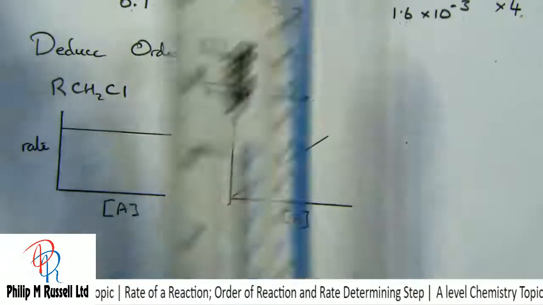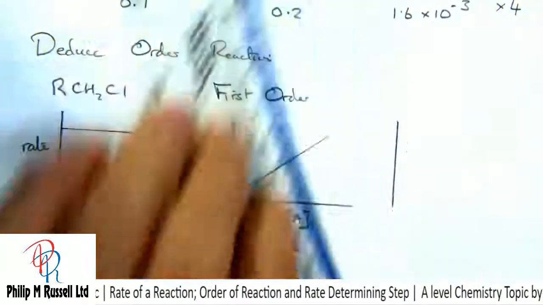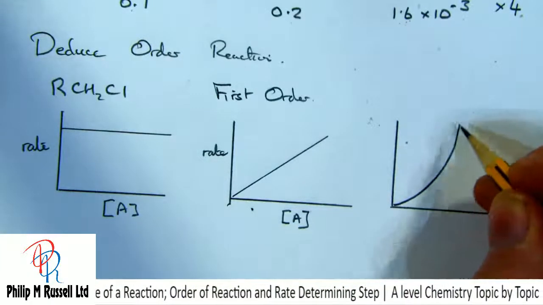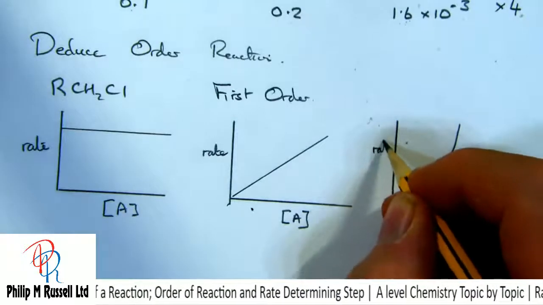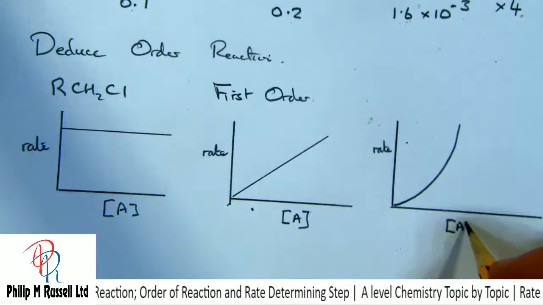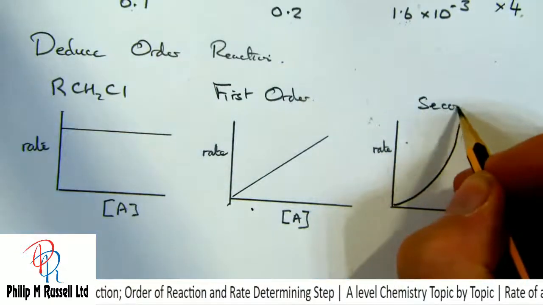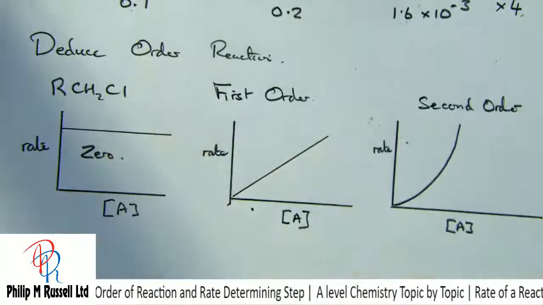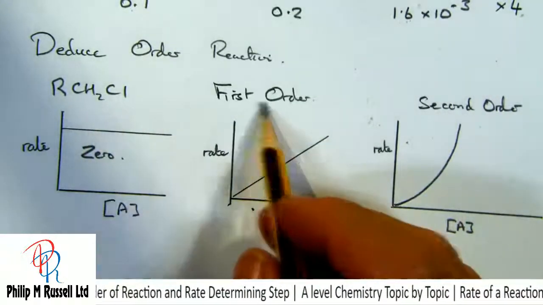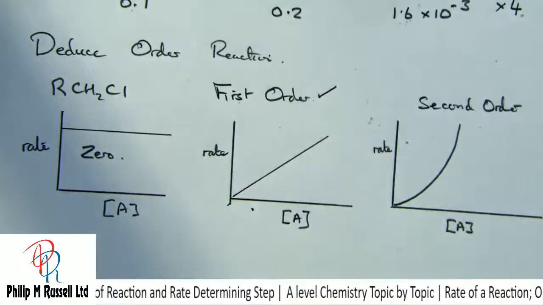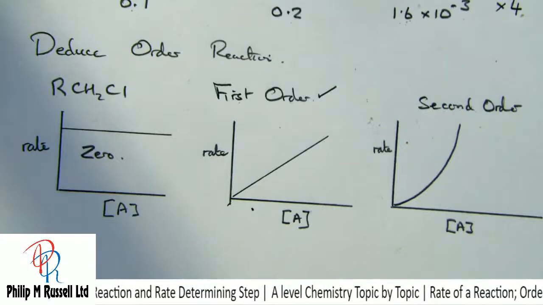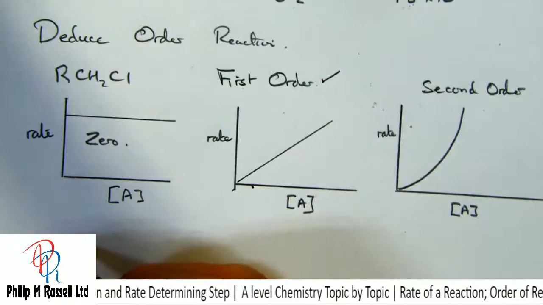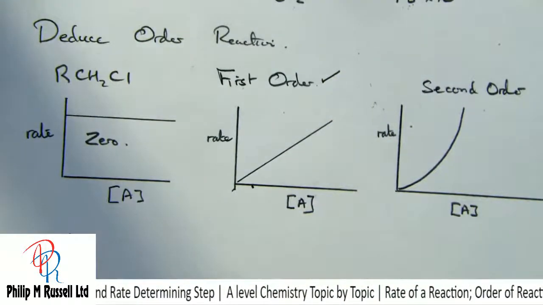Another option might have been that if we've got the same reaction but it's perhaps doing something like this, and again this is rate and concentration, then this is going to be a second order reaction. So we've got 0 order, we've got a first order and a second order, and this clearly is a first order reaction.